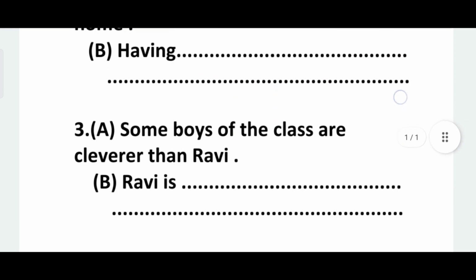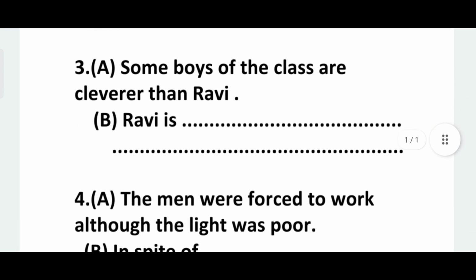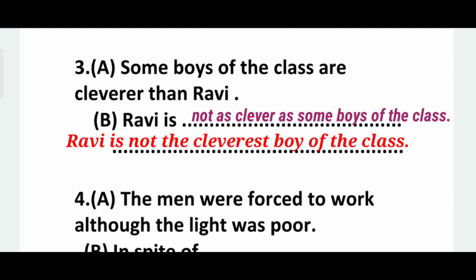Question 3. Some boys of the class are cleverer than Ravi. Cleverer. Degree of comparison of adjectives. Cleverer, comparative degree, and begin Ravi is. Some boys of the class are cleverer than Ravi. Now try to find the meaning. That means Ravi is not the cleverest boy of the class. This is my first probable answer.